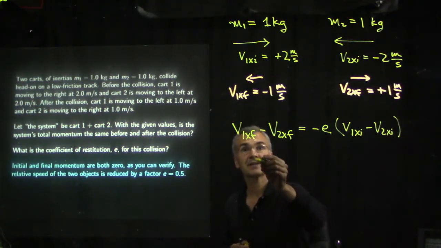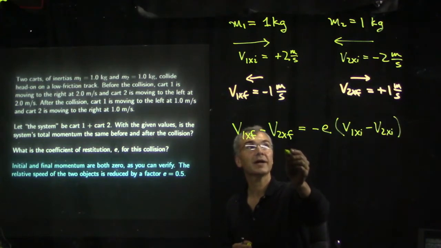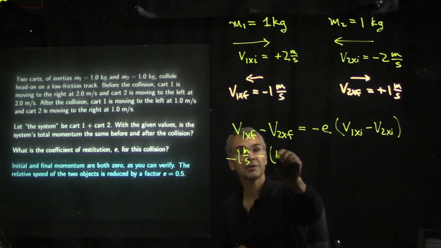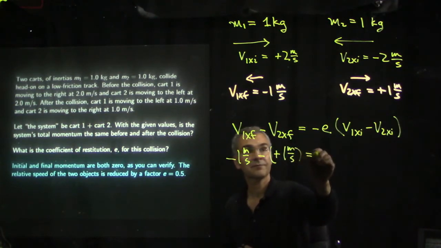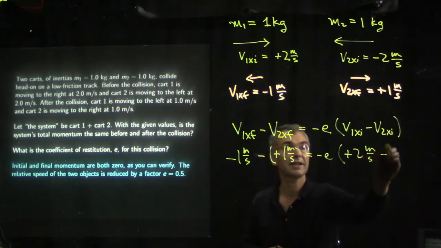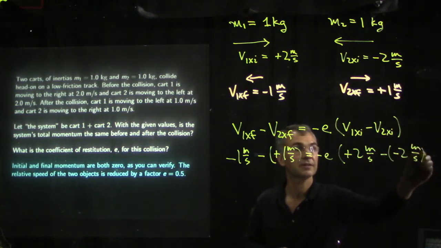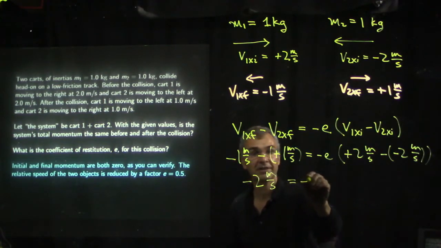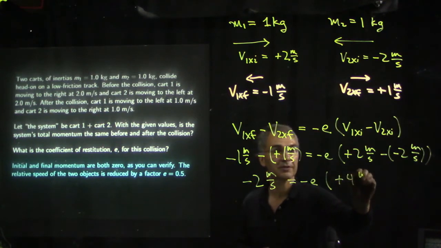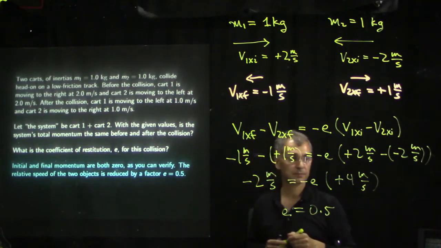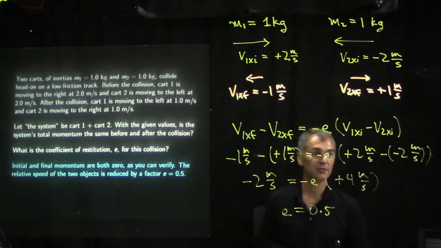So v1xf minus v2xf is minus 1 meter per second minus plus 1 meter per second. And that's minus e times (v1x initial, which is plus 2 meters per second, minus minus 2 meters per second). So this tells you minus 2 meters per second is minus e times plus 4 meters per second. So I would say e is 1/2. Yeah, so I would say our restitution coefficient is 1/2.